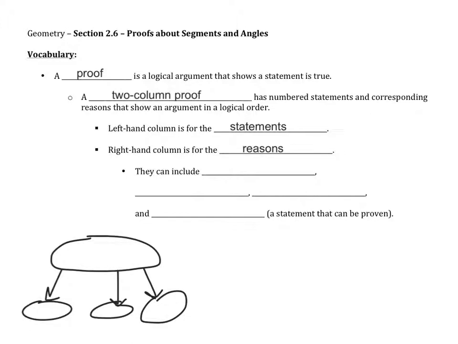We saw this in the last section when we did our algebra proofs, where we solved the problem in the left-hand column and then justified each step in the right-hand column. The right-hand column can include postulates, definitions, properties, and theorems. Now remember, the difference between a postulate and a theorem is that postulates are things that cannot be proven. They are things that we just know are true, and theorems can be proven. So again, all of these are fair game for reasons that we can list to justify the statements in the left-hand column in our 2-column proof.